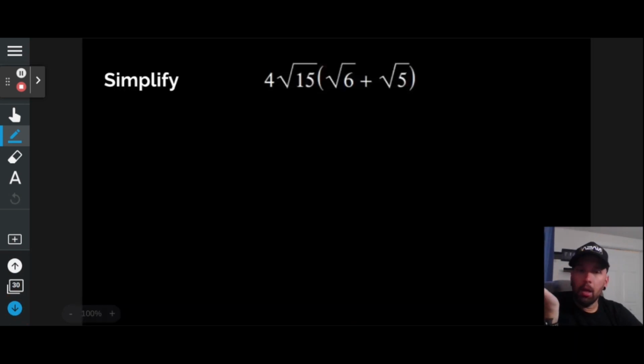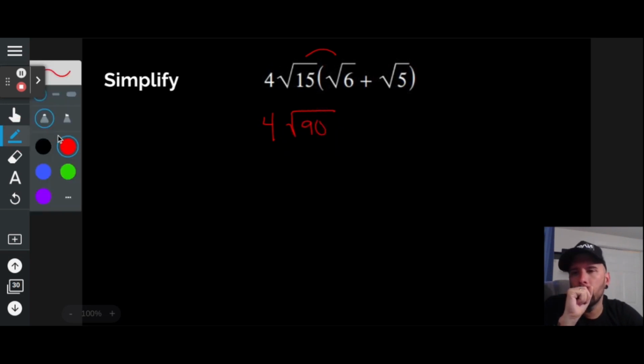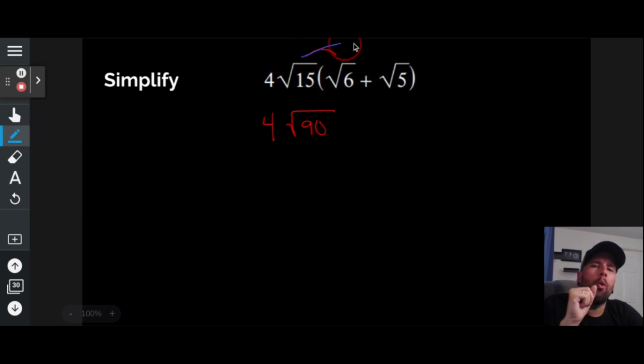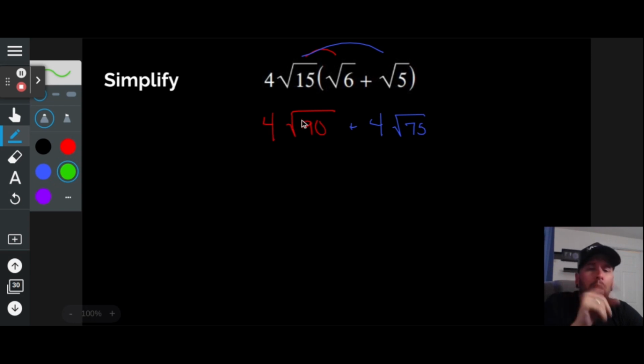Let's do it again. Now, this is distributive property, which means multiplying. So I have 4 times no number, which is going to be 4. I have the square root of 15 times the square root of 6, which is the square root of 90, because 15 times 6 is 90. I have 4 root 15 times root 5. 4 times no number is positive 4. Root 15 times root 5 is 75. Let's rip this apart.